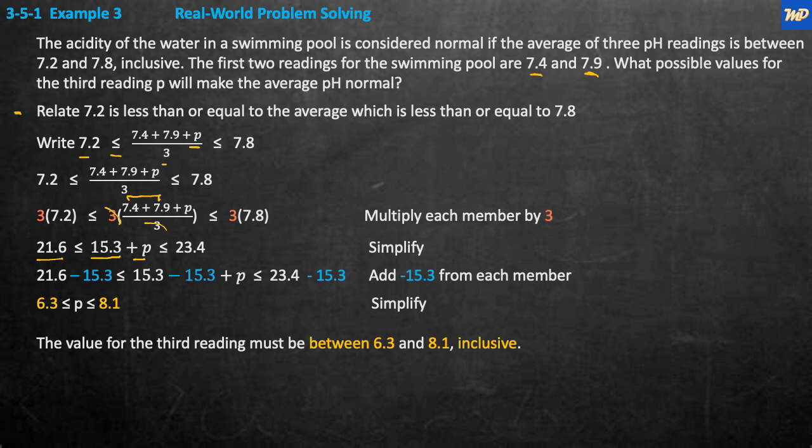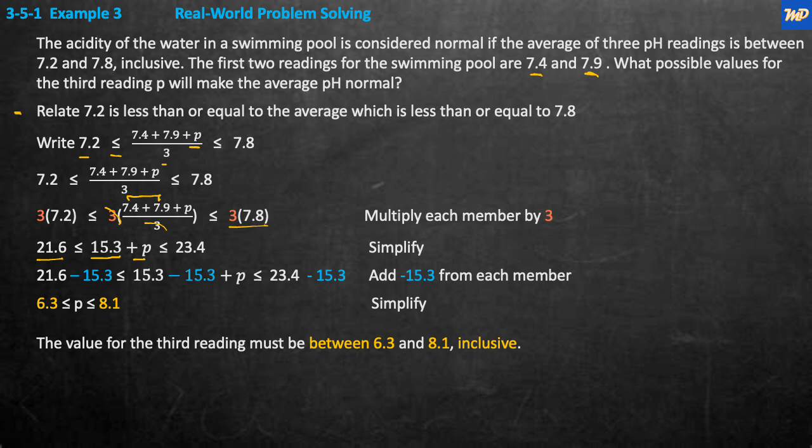0.4 and 0.9 is 1.3. You add it on, you get 15.3 plus p, and that's less than or equal to 23. 7.8 times 3 is 23.4. So now we go ahead and simplify that, okay?